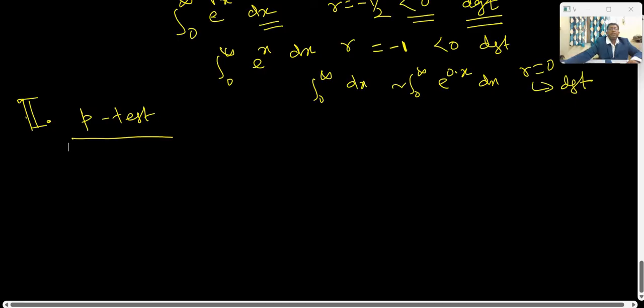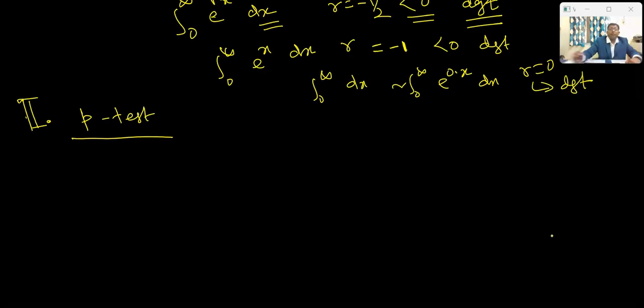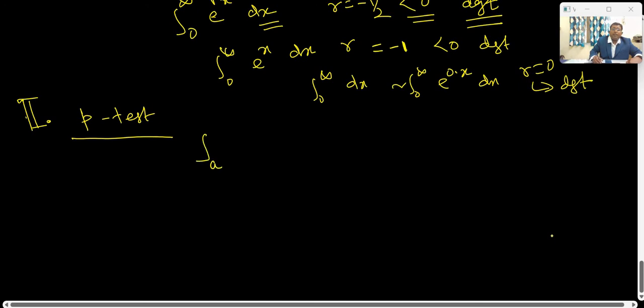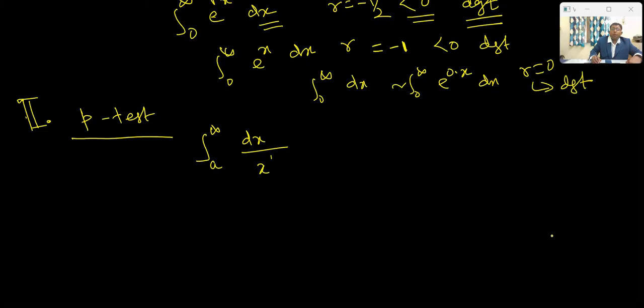What is the P test now? So coming to the P test, if I say integral a to infinity dx divided by x to the power p. So here a is positive, right? A is positive. Now we say this is convergent if p greater than 1.